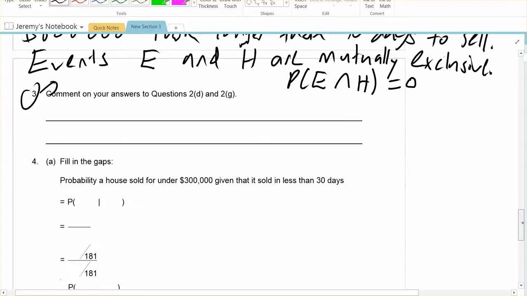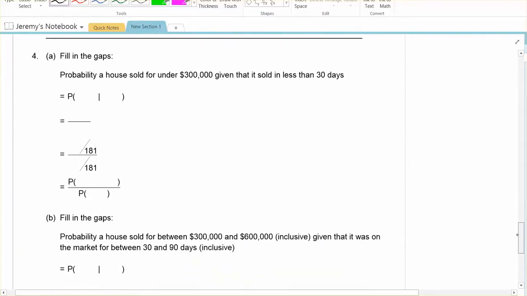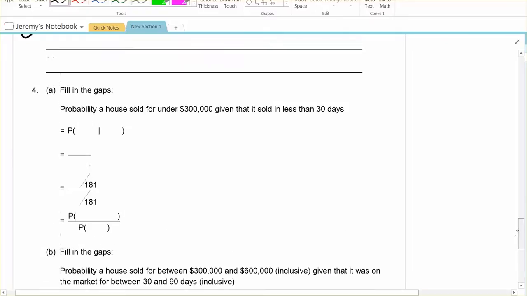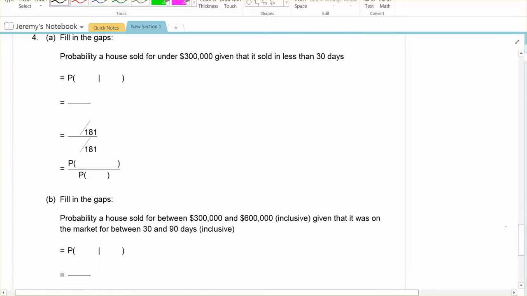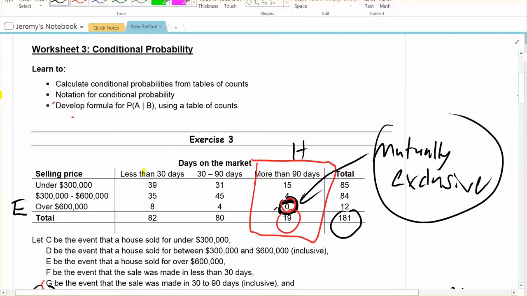Oh well. Okay, finally, the formula. This is the punchline we'll be moving towards. Formula for conditional probability. So question 4a, probability that a house sold for under 300,000 given that it sold in less than 30 days. So under 300,000, we're calling that C. Given that it sold in less than 30 days, what are we calling that? Less than 30 days is event F. So that's C given F.